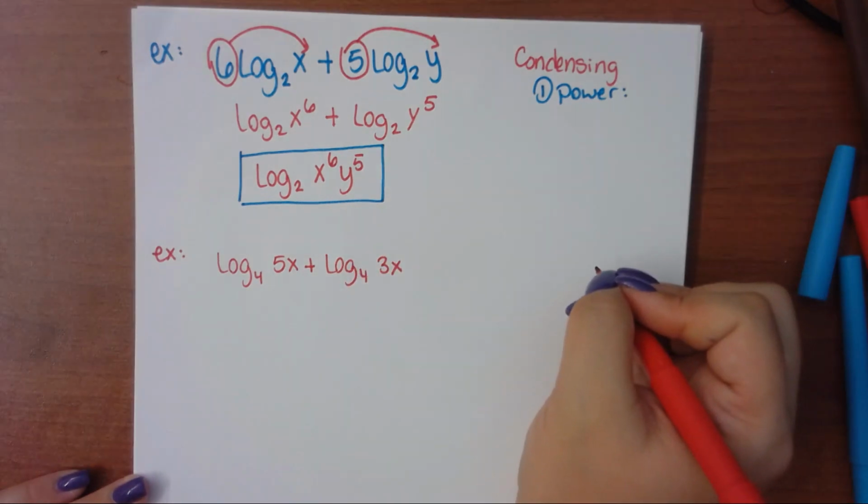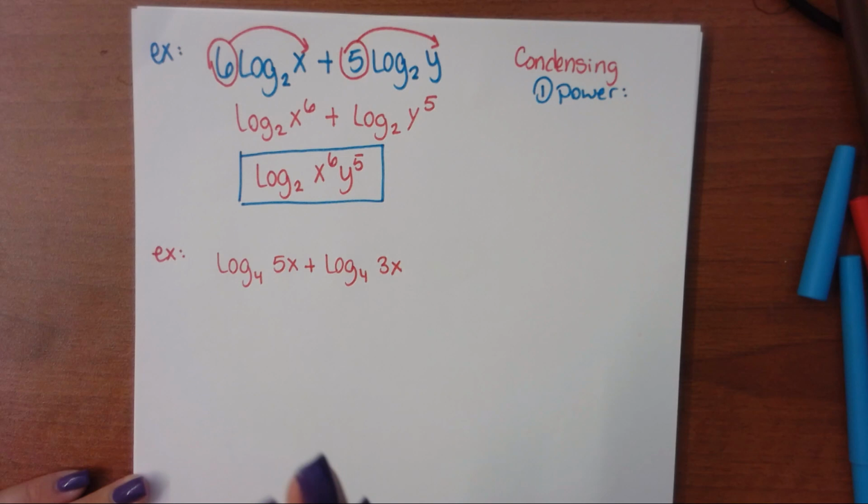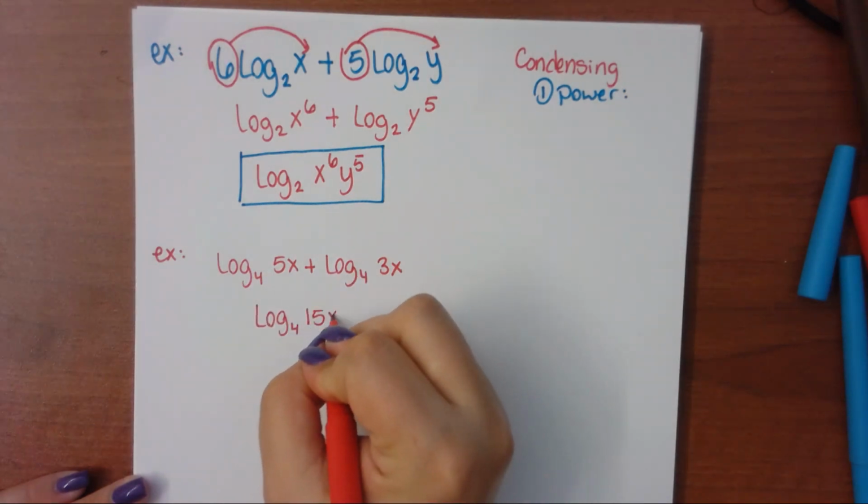No numbers out front, so I don't have to do the power property. But it is addition, so I'm going to base 4 of 5x times 3x becomes 15x squared. And that is my final answer.